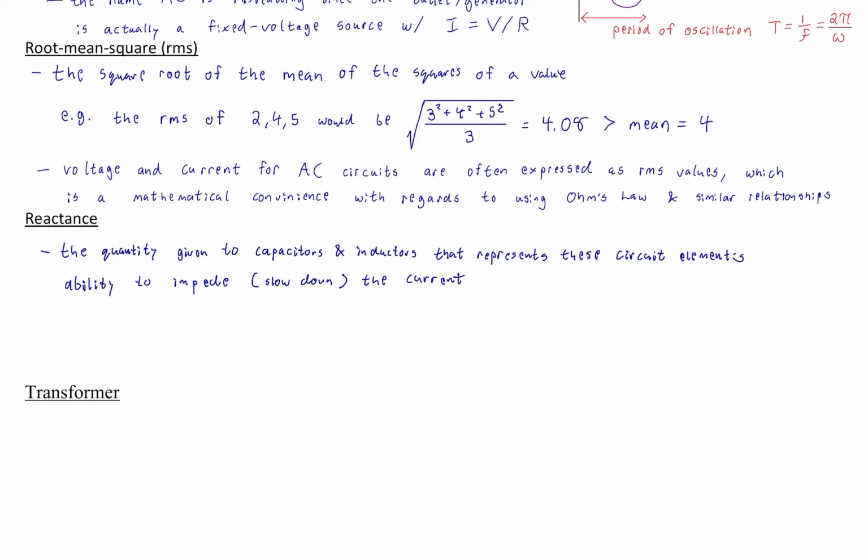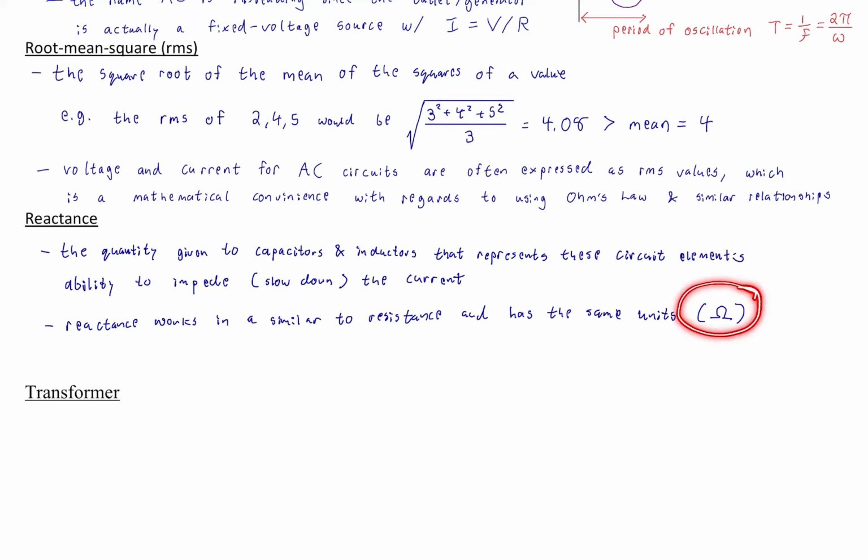Now, it doesn't make sense to talk about reactance for capacitors and inductors for DC circuits, okay? Reactance works in a similar way to resistance and has the same units. And that's why I said it's kind of nice to work with reactance because it's always ohms, okay? Now, technically, the reactance of a resistor is its resistance, so we just call it the resistance. But the point is that it's always measured in ohms, so pretty straightforward there. But as I said, it only applies to AC circuits, okay?